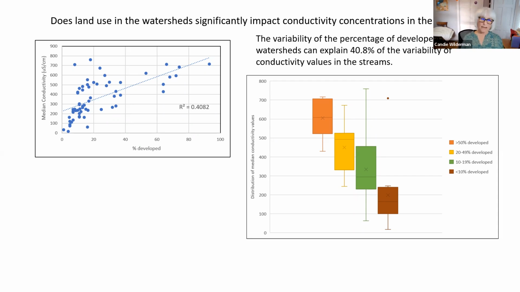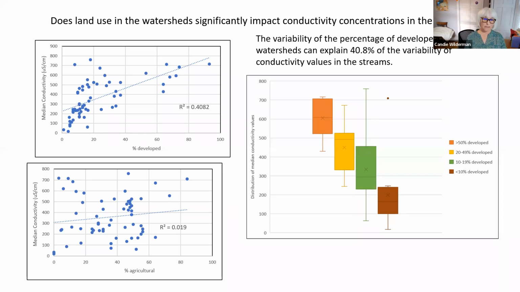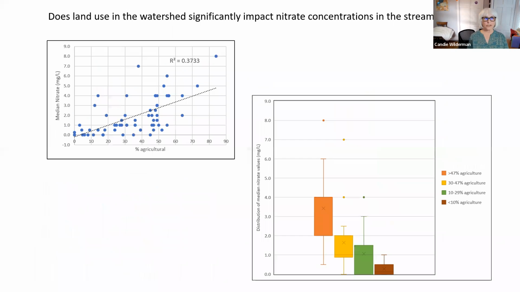Okay, so if that's the case, how about ag? Let's look: does the percentage of agriculture in all of our sites predict median conductivity? And in fact, the answer is no. Agriculture doesn't have nearly the close relationship to median conductivity as developed does. And so that was kind of an interesting conclusion.